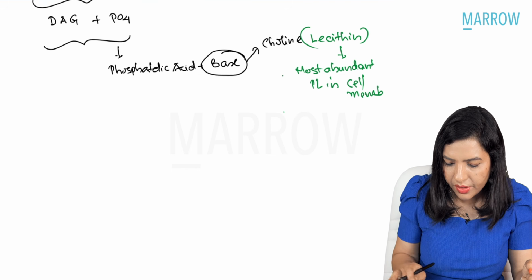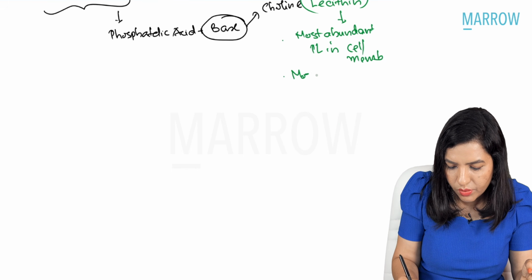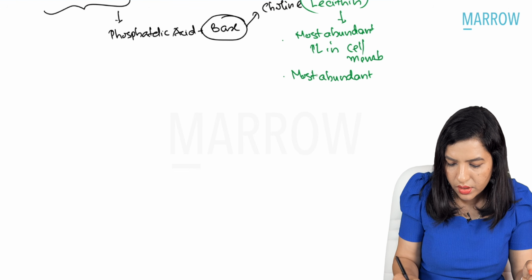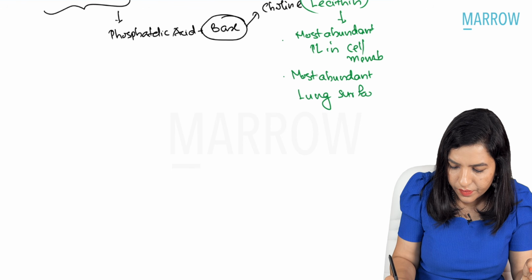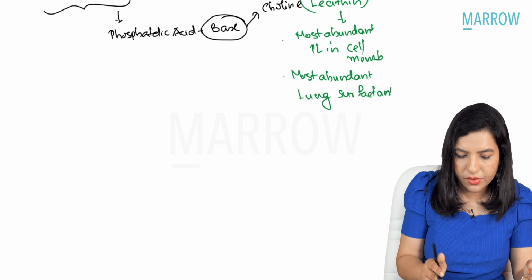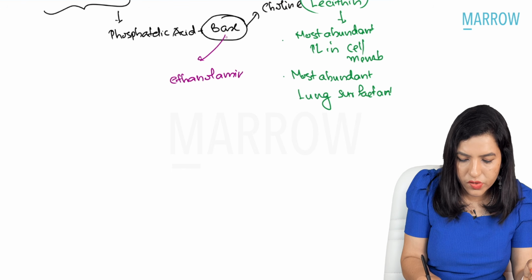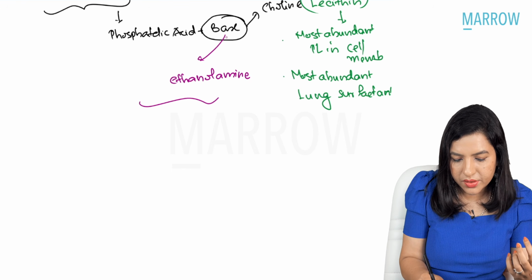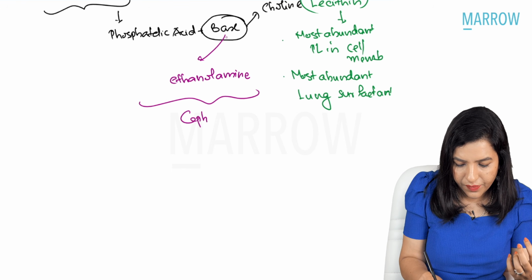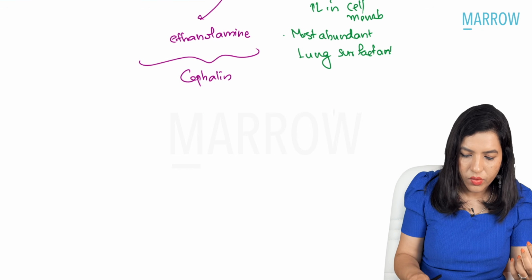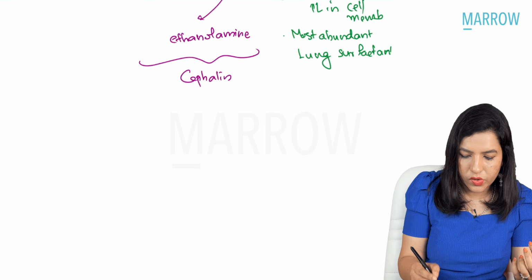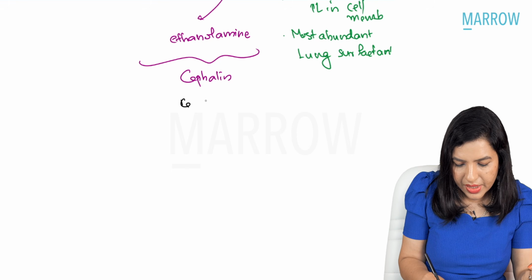Okay. Then we also know that it is the most abundant component of lung surfactant. Now, if the base is ethanolamine, then it is phosphatidylethanolamine. Then what is it called? It is cephalin or kephalin. What is cephalin? Cephalin is a phospholipid present in the cell membrane.